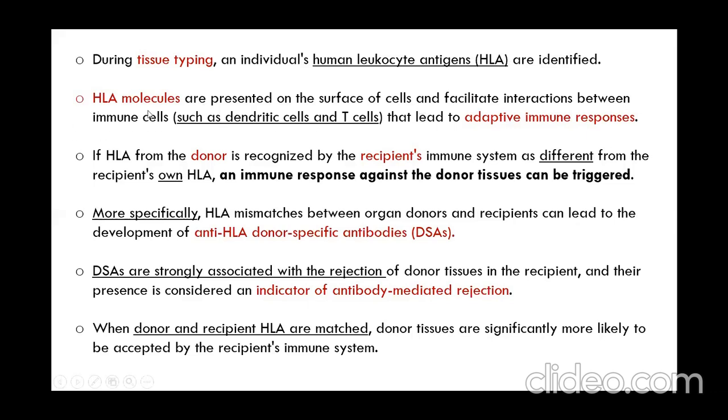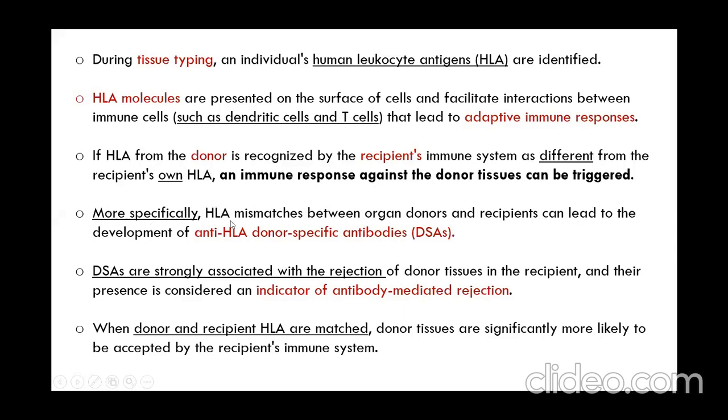So the HLA molecules, we know that they are part of the adaptive immune response. They are present on antigen-presenting dendritic cells. They help in the T cell process. And if HLA from the donor is recognized by the recipient immune system as different, so if the recipient HLA polymorphism is different from the donor, then basically it is not a match. An immune response will come, and then donor tissue will be rejected. So there should be a match in the HLA.